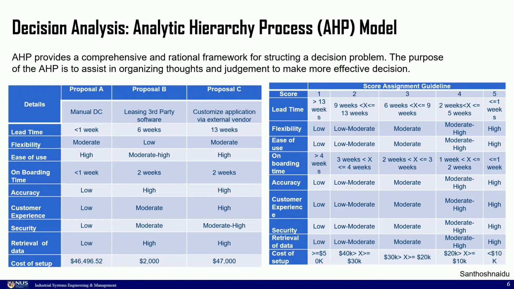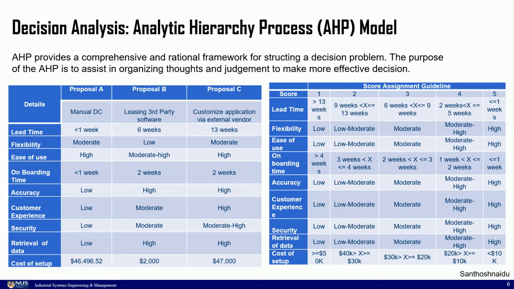Hi everybody, I'm here taking part in the decision analysis which derives from AHP, also known as analytic hierarchy process. You already know our project proposals, which my teammates explained earlier. We have three alternatives here. Proposal A, manual DC. Proposal B, leasing third-party software. Proposal C, customized application by external vendor. For these three alternatives, we made a hierarchy to weigh the criteria based on experience and other sources.